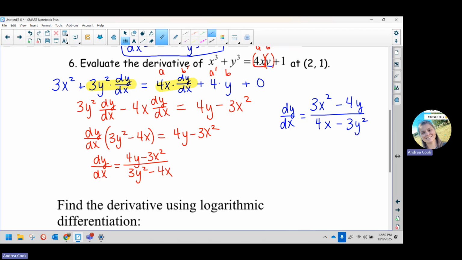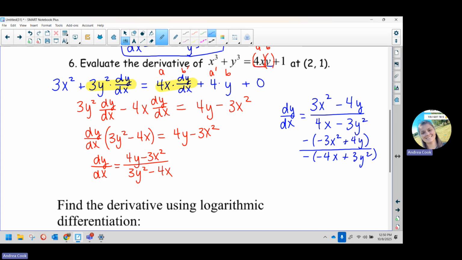So what can I do to get them to match? Well, if I factor a negative out of the top, and I factor a negative out of the bottom, those negatives will cancel. And then do you see that they match? Okay, so be aware that you don't know how the person moved the variables, but they are equivalent.